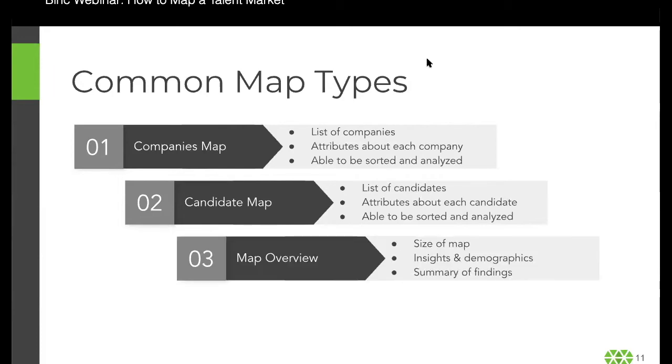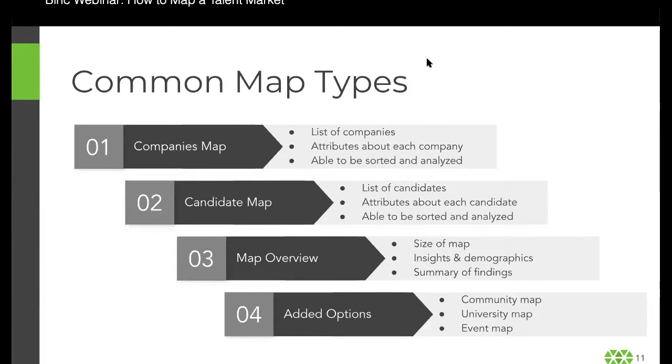A third type of map is what we refer to as the overview. For every map that you create, there's the actual particulars of that map, the list, and then there's the overview, which is the summary of the findings. What's common in the overview is to note the size of the map, how many companies are in this company's map, or how many candidates are in this candidate's map. What are some of the insights or demographics about this map? And what's anything that may fall into the camp of summary for what this map includes?